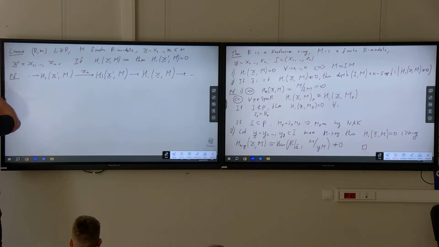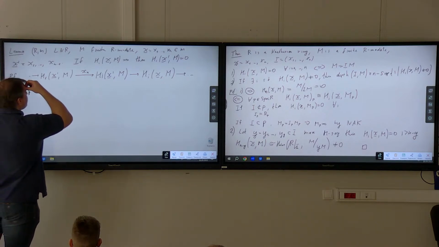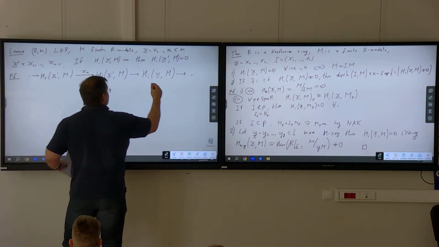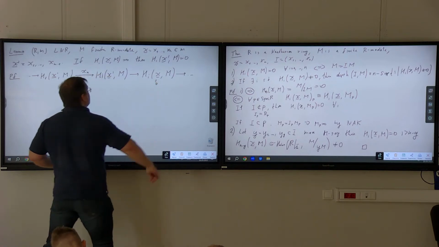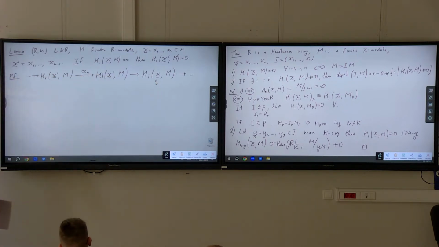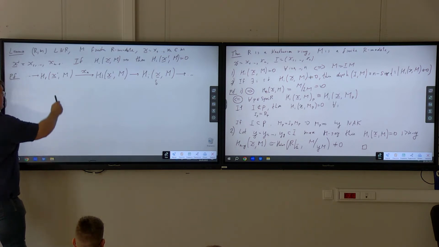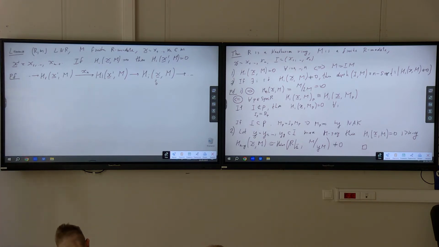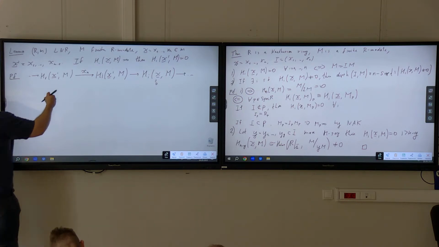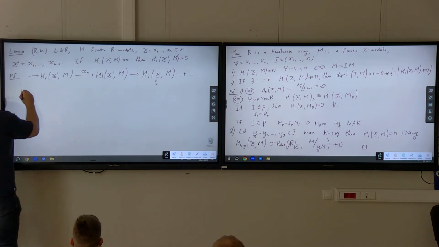Now, so what do we have? It is given that this is 0. Right? But then it means that this multiplication by xn, as an endomorphism of this module, which is a Koszul homology with index i, is an epimorphism, so I can write Hi.